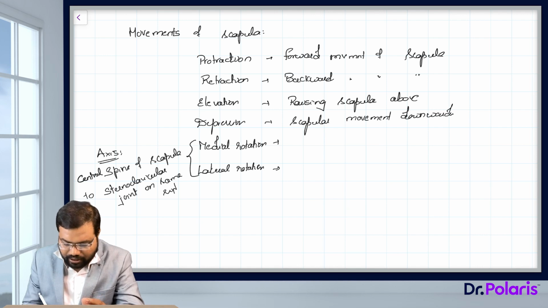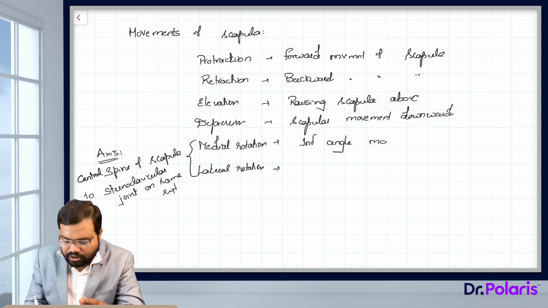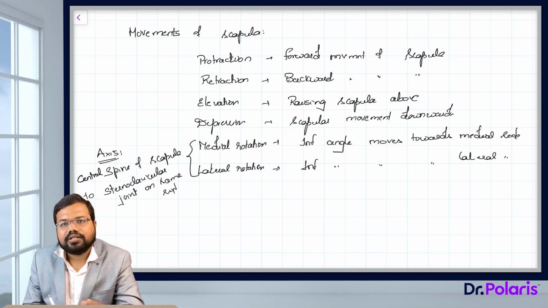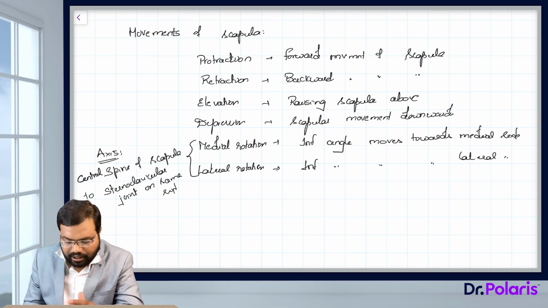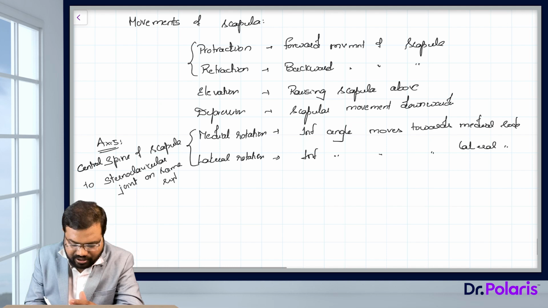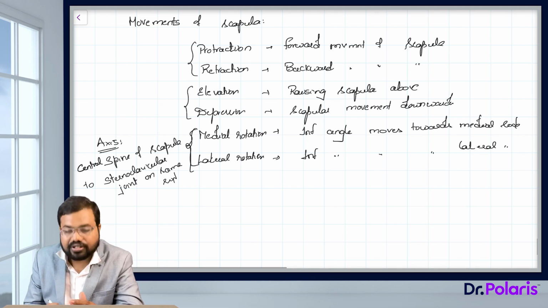So in medial rotation the inferior angle moves towards the medial side, whereas if the same inferior angle moves towards the lateral side, that is called lateral rotation. That's it. So these are the different movements present in the scapula. Now, which muscles help in these movements? That's the major question. First we will discuss this set, then the second set, and finally the third set.